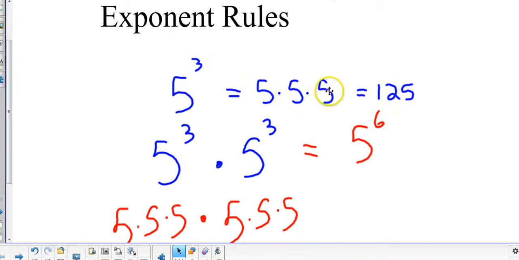And as a value, it's 125. But this 5 to the third is representing 3 factors of 5. If I multiply 5 to the third times 5 to the third, now I'm multiplying 3 factors of 5, which is 5 times 5 times 5, times another 3 factors of 5. So in total, I have 6 factors of 5, which I can write as 5 to the 6th power.